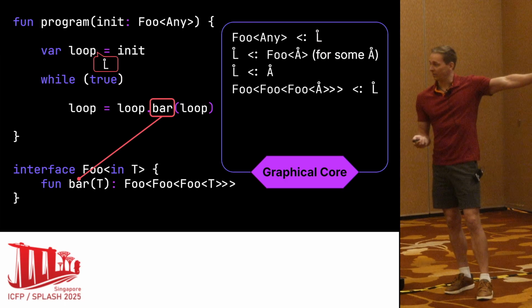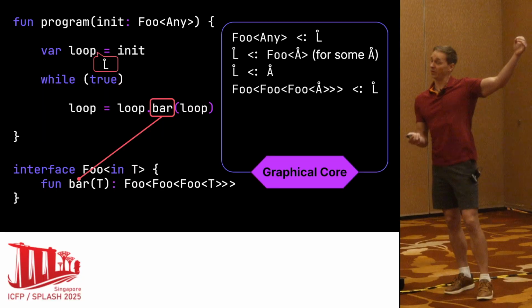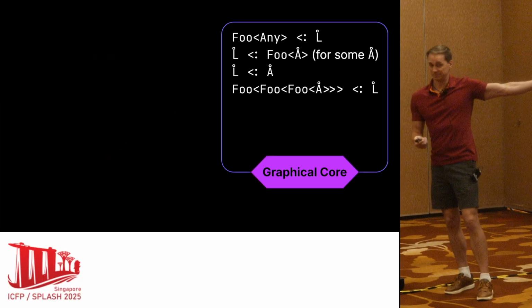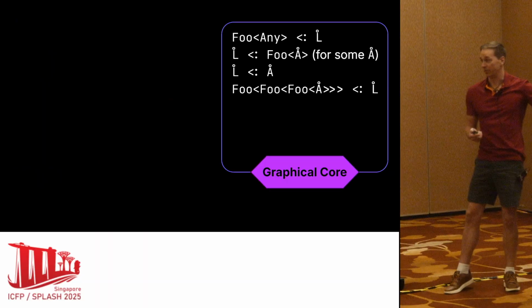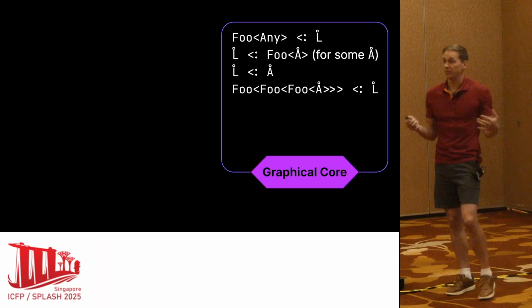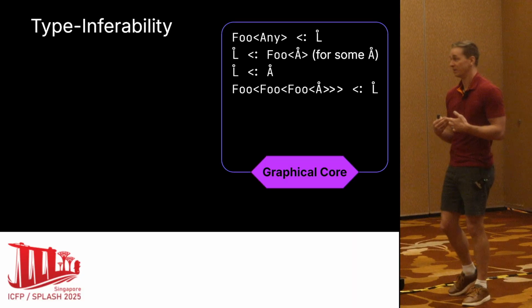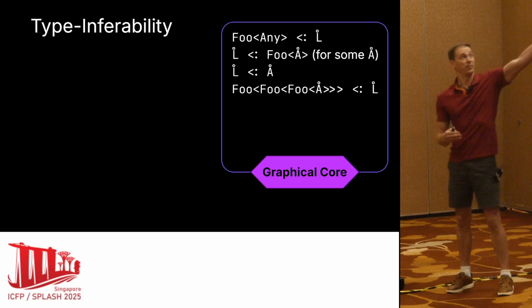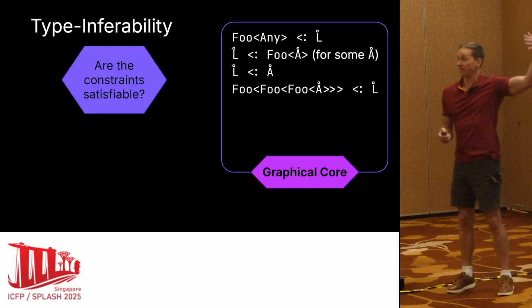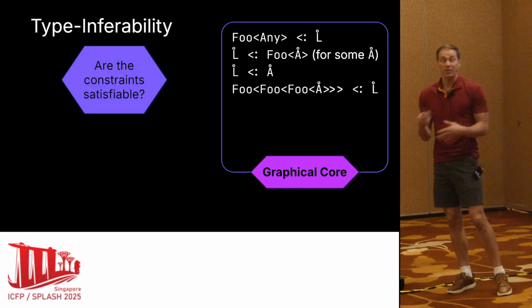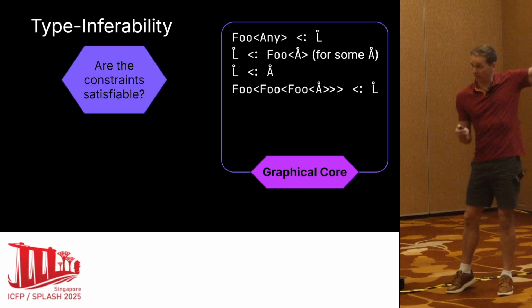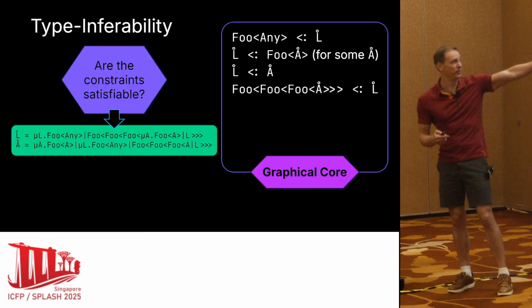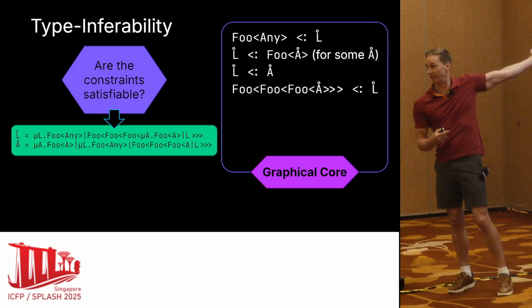But at this point, we've extracted sort of the essence of the validity of this program, and so we can throw the program away and just reason about this graphical core. Traditionally, we would do so in the context of type inferability, where the key question would be, is there some solution for L and A that satisfies these constraints? And I'm going to jump ahead a bit and say, well, there are existing algorithms already that can solve these constraints and give you that this is a solution for L and A.